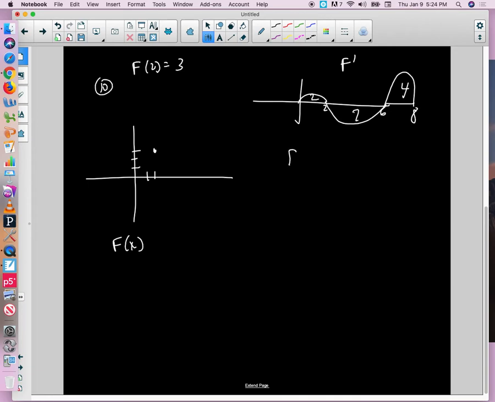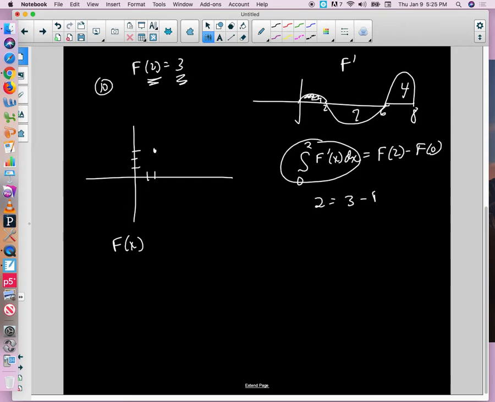Okay, so I'm going to find f of 0. So I'm going to go from 0 to 2 of f prime of x dx, and spell out my algebra, by the fundamental theorem of calculus gives me f of 2 minus f of 0. I know from 0 to 2 that this is positive 2, and f of 2 is 3 minus f of 0. So I know f of 0, capital F, is 1. So I have the point 0, 1.